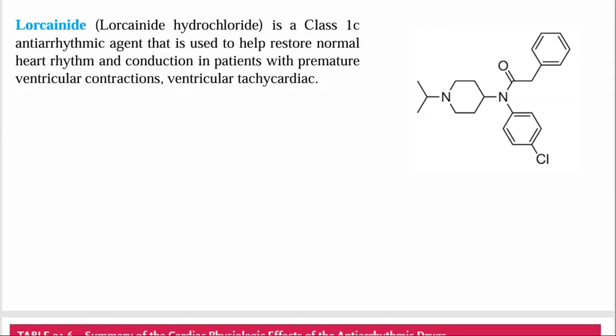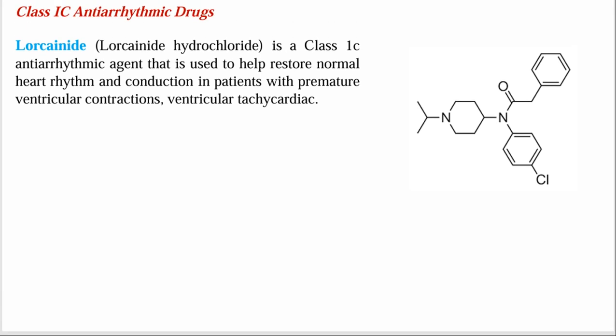Moving ahead to the flecainide. Flecainide is nothing but the class 1C antiarrhythmic drug, and which helps to restore again the normal heart rhythm in patients with premature ventricular contractions and ventricular tachycardia. So this is the structure of your flecainide. This is completely different from the other local anesthetic type of your antiarrhythmic drugs. So you need to practice this.